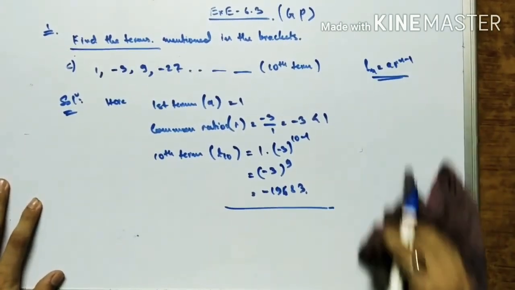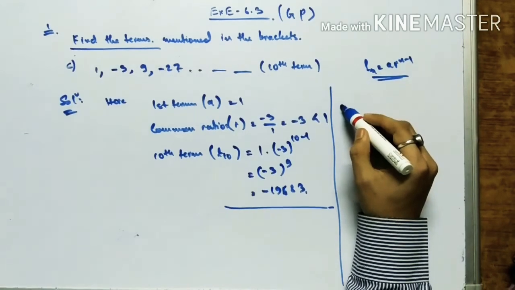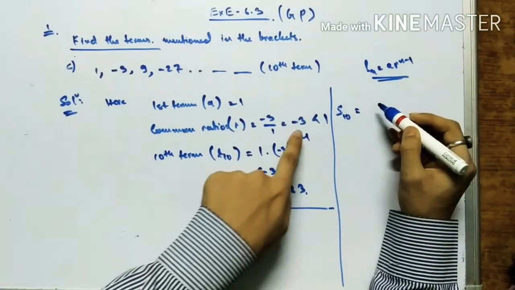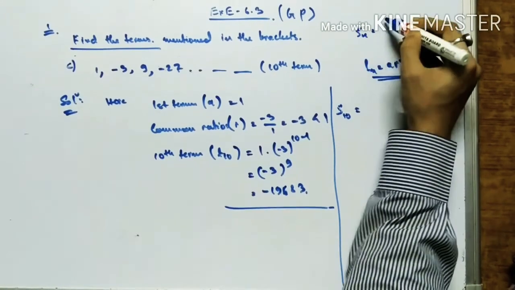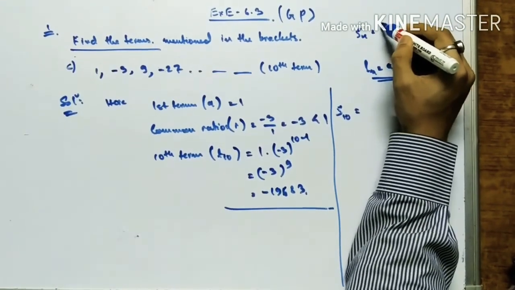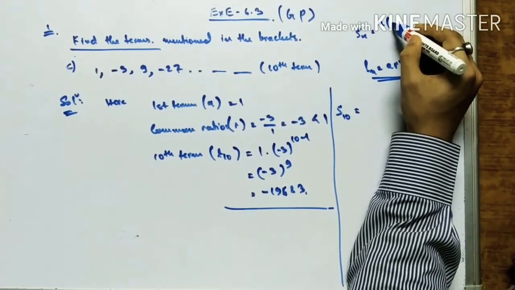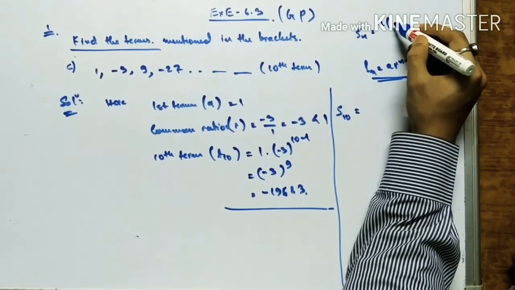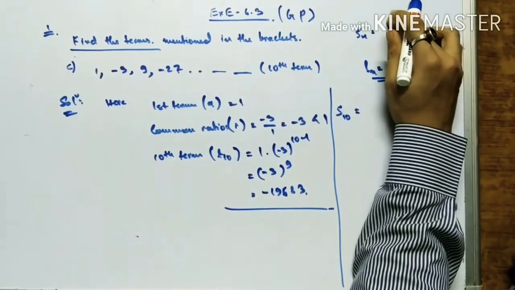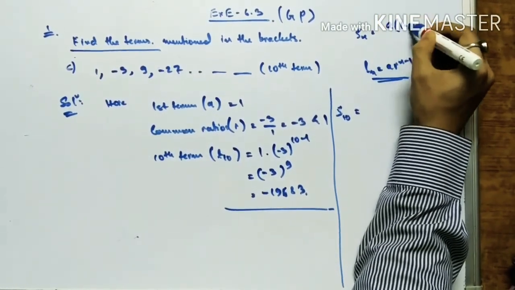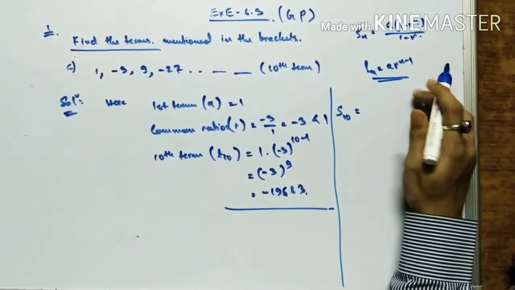Now I will have to find the sum. Okay, the sum I will have to find. So directly here I am writing S10. Since R is less than 1, our Sn formula is, let me check one time. Sn, if R is less than 1, therefore the Sn formula will be A (1 minus R to the power n) by (1 minus R).